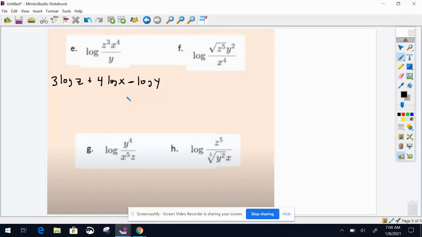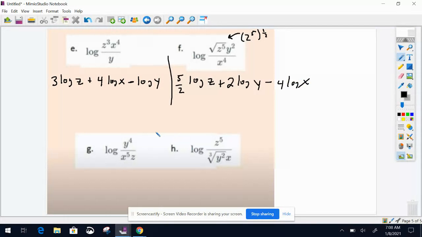Again, you can really write these out all in one step. So then here we got log of z to the 5th to the 1 to the square root. Just a little note here. This means z to the 5th all raised to the 1/2 power because it's underneath the square root. So what am I going to put here? I'm going to put a 5 over 2 in front of the z, plus, because I'm multiplying, 2 log y minus 4 log x. Okay.